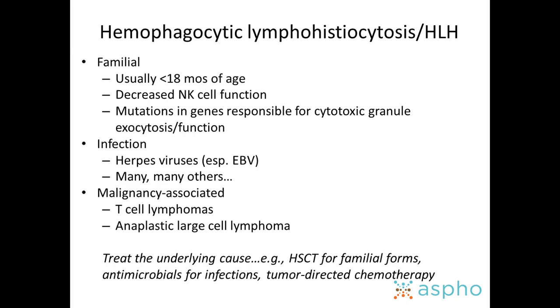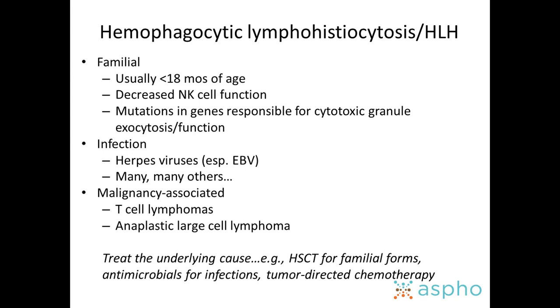The real point of this case was to remind you that hemophagocytic lymphohistiocytosis comes in really 3 flavors, and I tend to think of them in different age groups and clinical settings. The first, familial, usually occurs in patients less than 18 months of age and is typically associated with decreased NK cell function. And this is almost always due to mutations in genes responsible for cytotoxic T-cell granule exocytosis or function, such as perforin. In the older age groups, in the non-infants but younger children, infection tends to be predominant, particularly the herpes viruses and EBV.